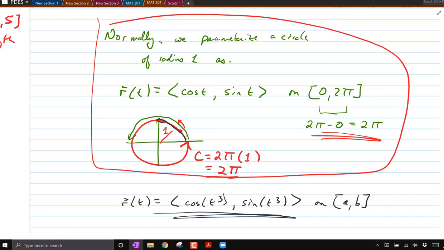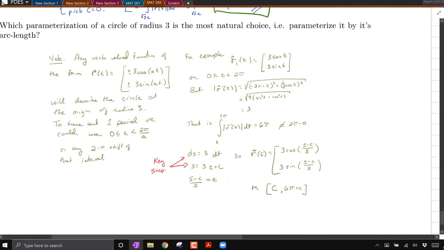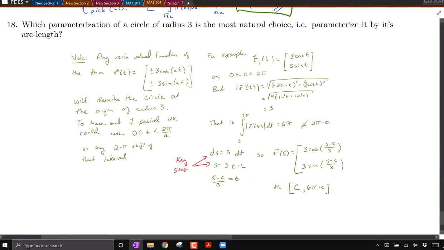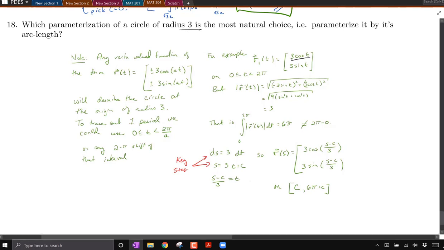All right, so let's go ahead and take a look at this example. Which parameterization of a circle of radius 3 is the most natural choice? Meaning I want it to be parameterized by its arc length. Now, folks, what could you use as an answer? You could certainly use 3 cosine t, 3 sine t as your parameterization.